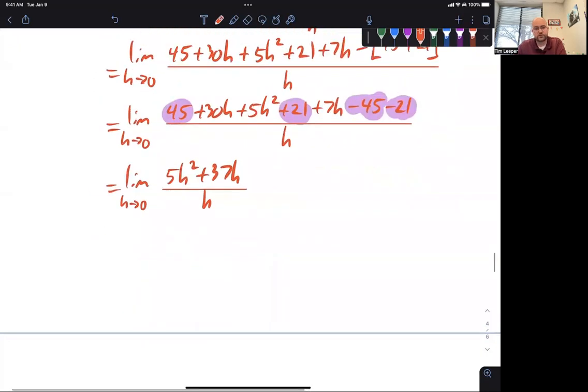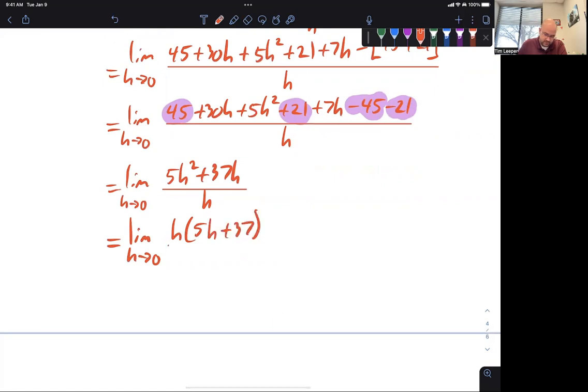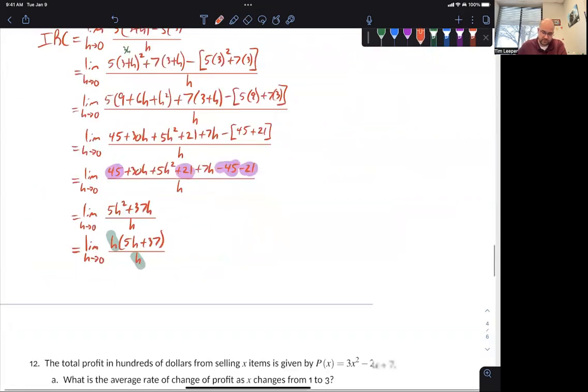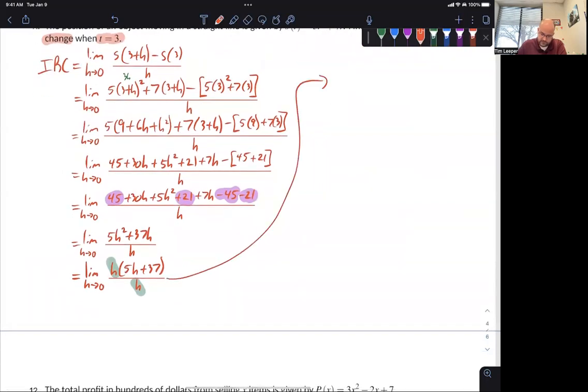Now notice that in the numerator, there's a common factor of h. So if I factor that out, we have the limit as h approaches 0 of h times parentheses 5h plus 37, all over h. Good. Now notice that the h here cancels the h here, and what we're left with is the limit as h approaches 0 of 5h plus 37.